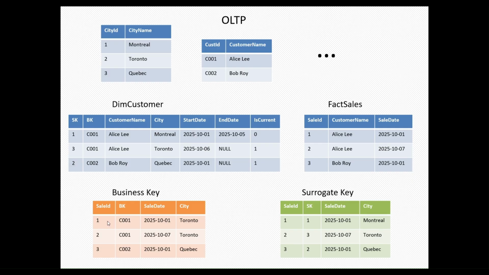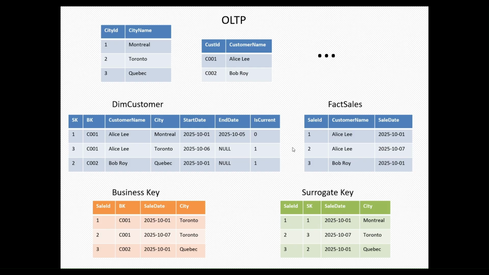So when we use the business key, usually it will take the last value, which is the current one, even for the transactions that have been made in the range of the old city. But when we use the surrogate key, we have the right city for each sale ID.